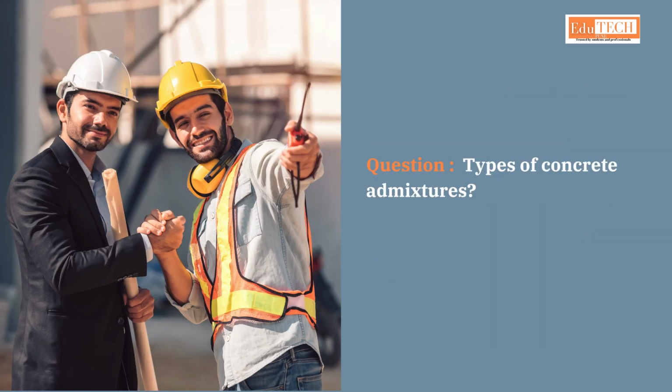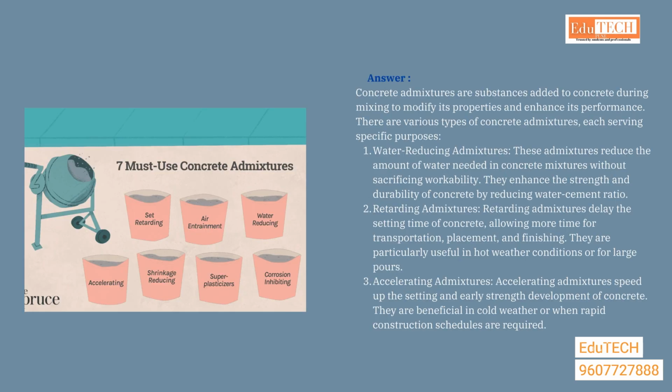Question: Types of concrete admixtures? Answer: Concrete admixtures are substances added to concrete during mixing to modify its properties and enhance its performance. There are various types of concrete admixtures, each serving specific purposes. Water-reducing admixtures. These admixtures reduce the amount of water needed in concrete mixtures without sacrificing workability. They enhance the strength and durability of concrete by reducing water-cement ratio.